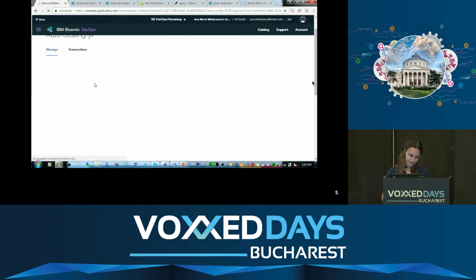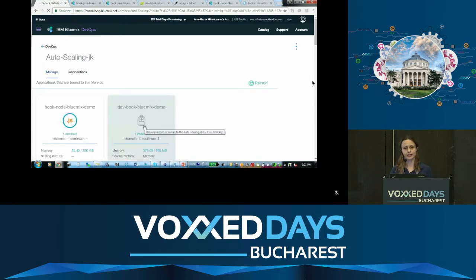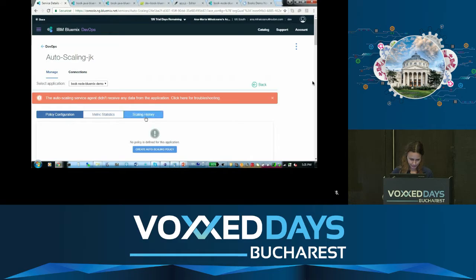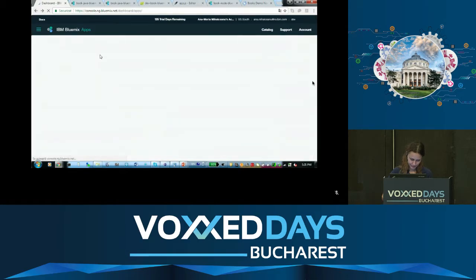I need some internet to show you. What I want to say is that, for example, if at a certain point in time there are more users accessing my application, okay, this one doesn't have.